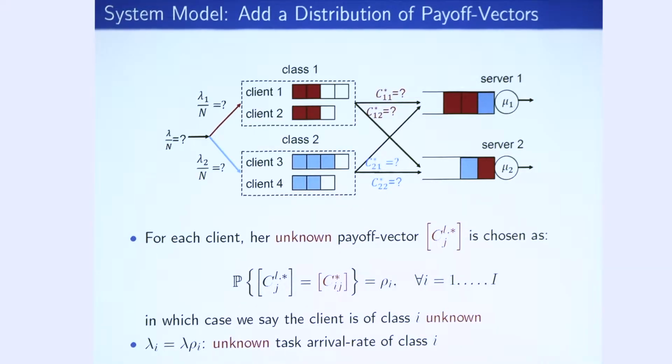Okay, so this is just to define the system model. And then according to this, the arrival rate of class i equals lambda times rho_i. That's the arrival rate of a particular class, and this is also unknown to the system.